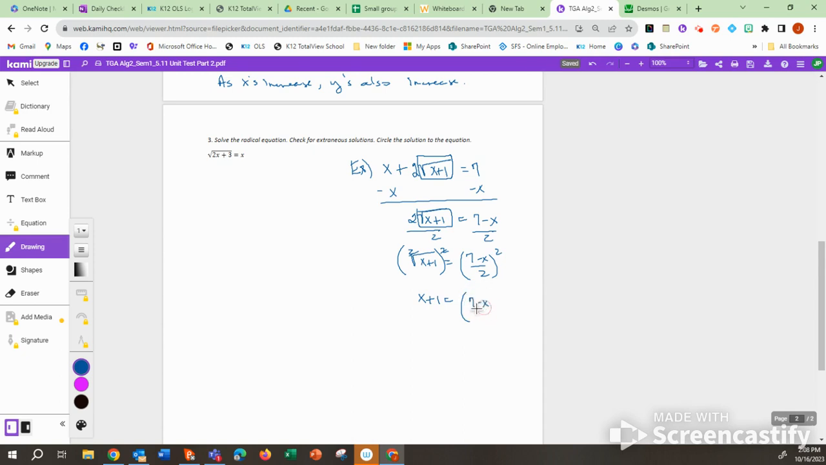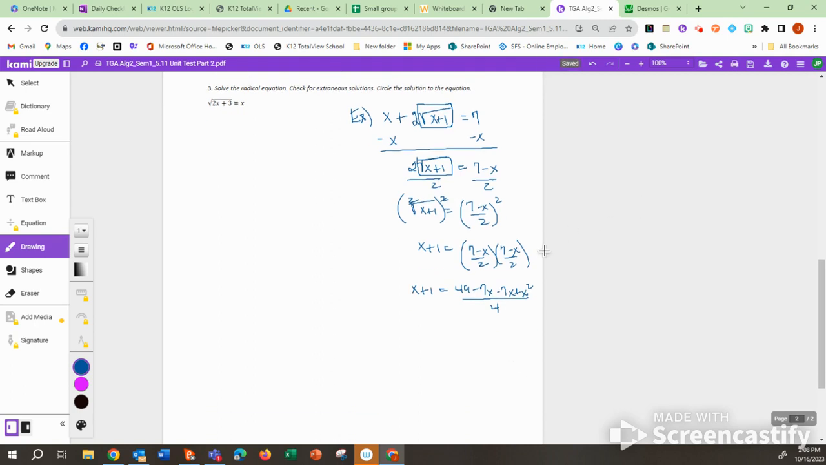I'm going to write this down twice to make sure I multiply this out correctly. I'm going to FOIL out the top. That's going to give me 49 minus 7x plus x squared over 2 times 2 is 4. I don't like that 4 being in the denominator, so I'm going to go ahead and multiply everything by 4. So that's going to give me 4x plus 4. When I multiply 4 times this big giant fraction, my 4's are going to cancel, and that's going to leave me with 49 minus 14x plus x squared.